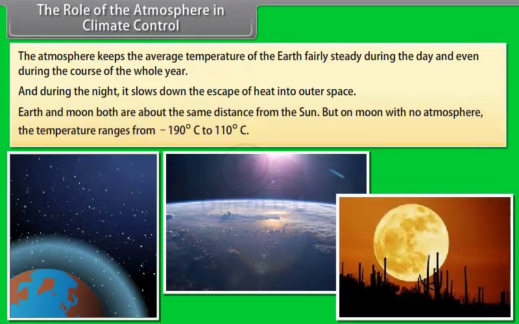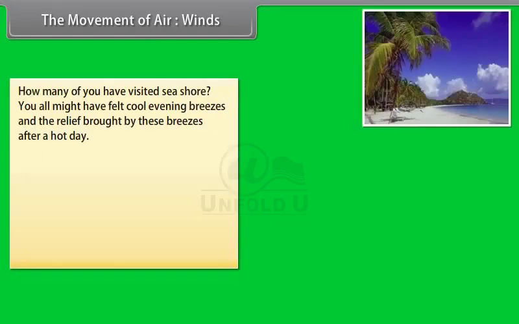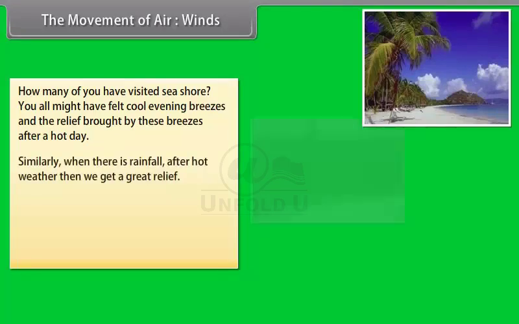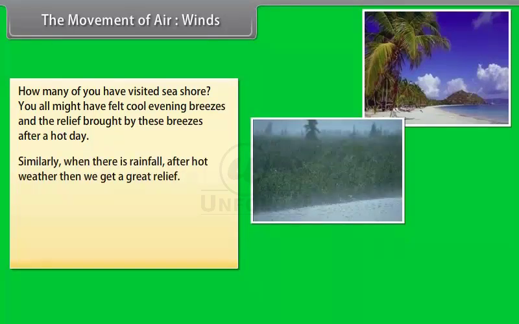Earth and Moon both are about the same distance from the Sun. But on Moon with no atmosphere, the temperature ranges from minus 190 degrees Celsius to 110 degrees Celsius. The movement of air, winds. How many of you have visited seashore? You all might have felt cool evening breezes and the relief brought by these breezes after a hot day. Similarly, when there is rainfall after hot weather, then we get a great relief.